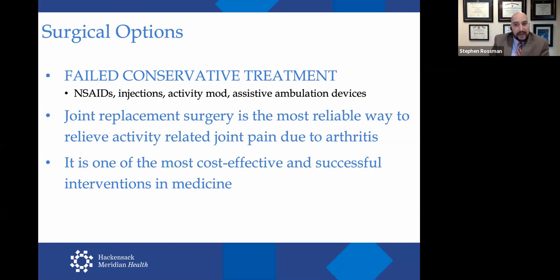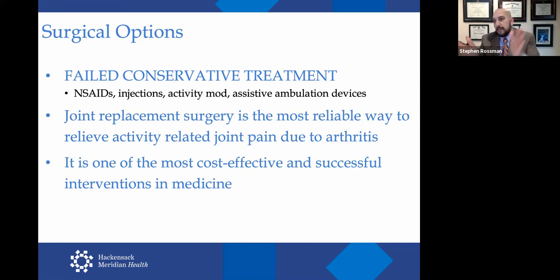Diabetes, we look for good diabetic control. We look at BMI, which is your height and your weight combined. We look for generally a BMI below 40, because people with a higher BMI can have almost 10 times higher risk of infection. So of course, this is assuming you are a candidate for all of those medical issues and you can undergo the surgery.